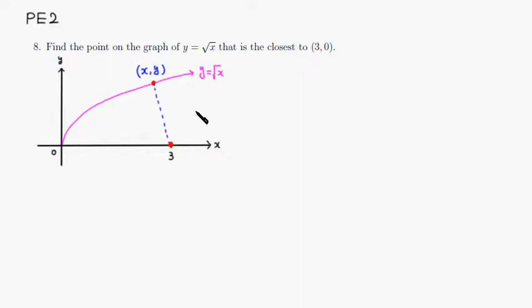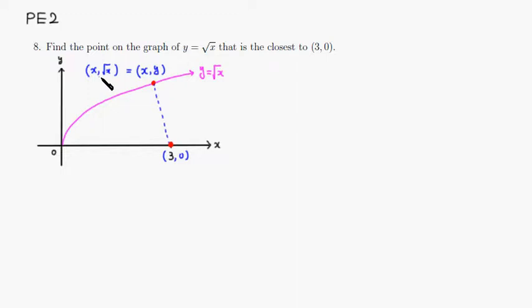Since we don't know where on the graph, I'm going to call this point (x, y). But since we at least know that this is going to be on this graph, y is the same thing as square root of x. So we can write it as (x, square root of x). Then you have the point (3, 0). So you have 2 points, and we can express the distance using the distance formula.